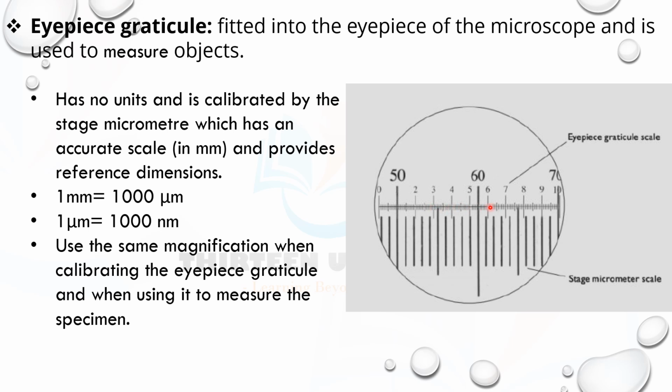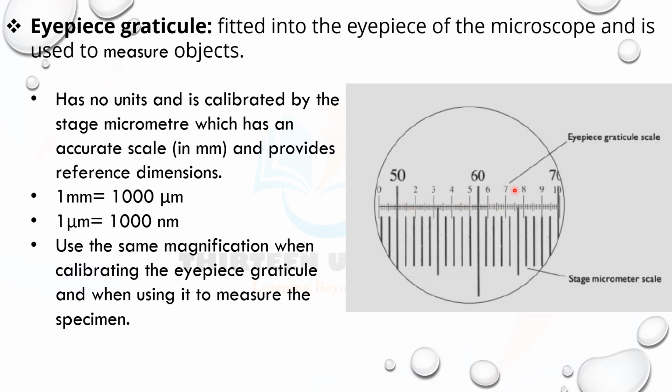See this tiny one here? It's called the eyepiece graticle. You see this big guy here, the stage micrometer. The eyepiece graticle is used for measurement. Remember, the eyepiece graticle is embedded on the eyepiece lens. That's why it's called the eyepiece graticle. The stage micrometer is usually on a slide, and they put it on the stage. Now you use this to measure.